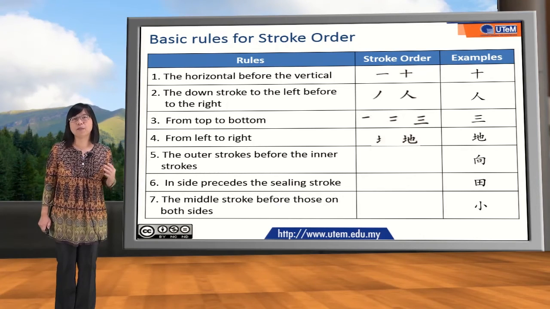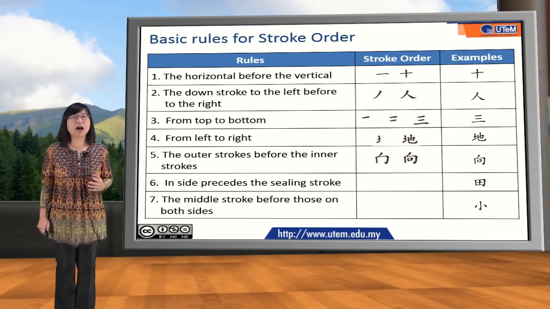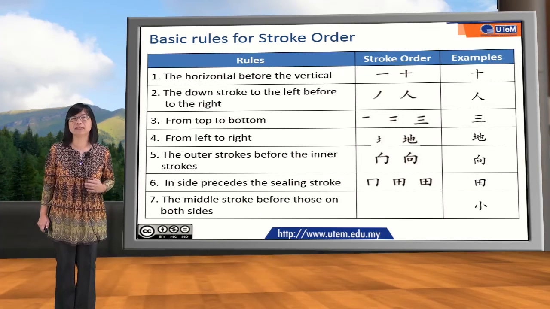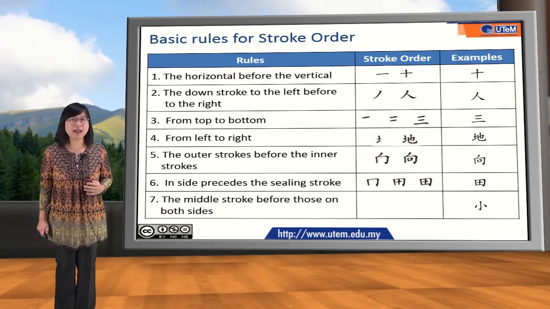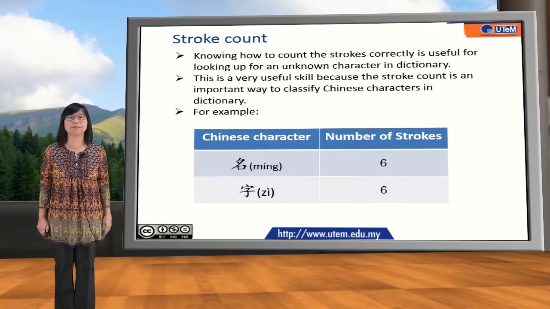Number 4, from left to right. Number 5, the outer strokes before the inner strokes. Number 6, inside precedes the ceiling strokes. And number 7, the middle strokes before those on both sides.